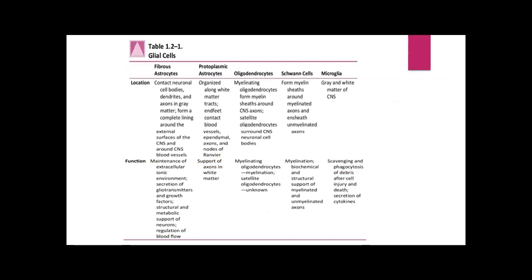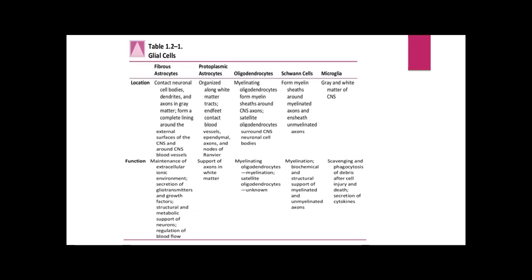First, we have the fibrous astrocytes, which are located along the contact neuronal cell bodies, dendrites, and axons in gray matter, and form a complete lining around the external surfaces of CNS and around CNS blood vessels. Their function is maintenance of extracellular ionic environment, secretion of gliotransmitters and growth factors, and structural and metabolic support of neurons, along with regulation of blood flow. Then we have the protoplasmic astrocytes, which are organized along white matter tracts, end-feet contact blood vessels, ependymal axons, and nodes of Ranvier, and they have a function of support of axons in white matter.